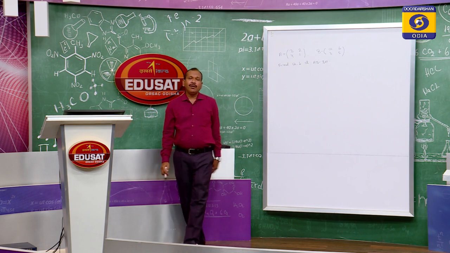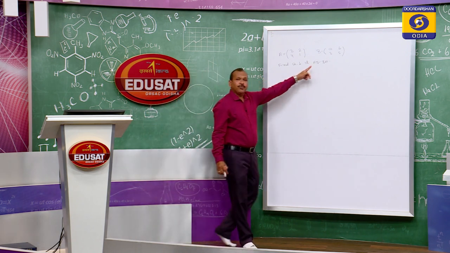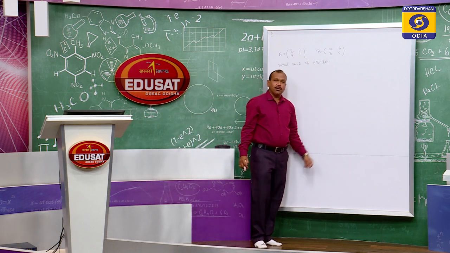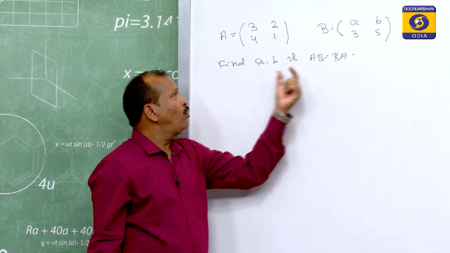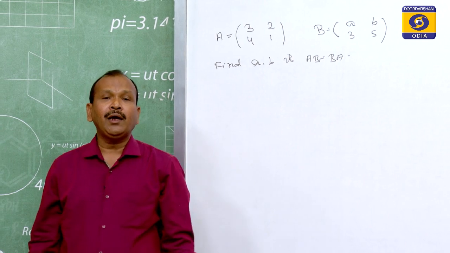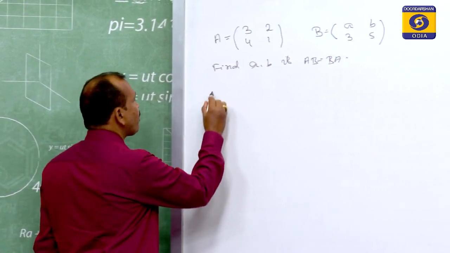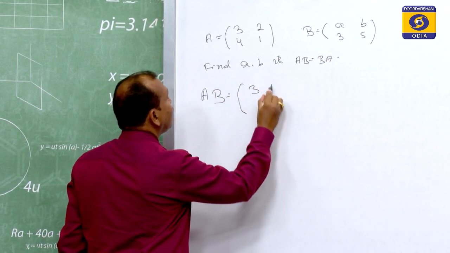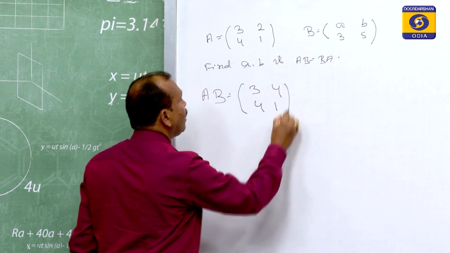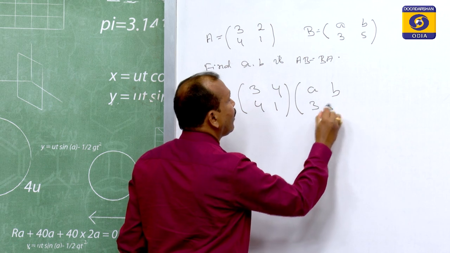Both A and B are matrices having order 2 cross 2. Hence, the AB product is possible and the BA product is possible. We know the equality of two matrices, and accordingly we have to find the values of a and b. First, we have to find out AB, the product of two matrices.